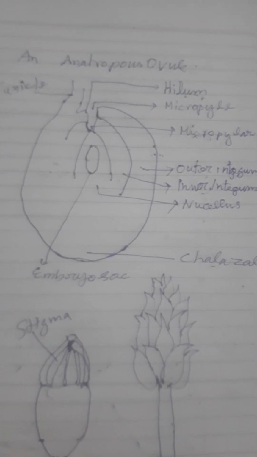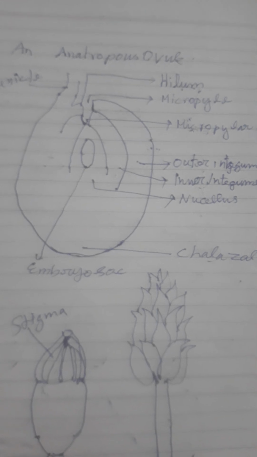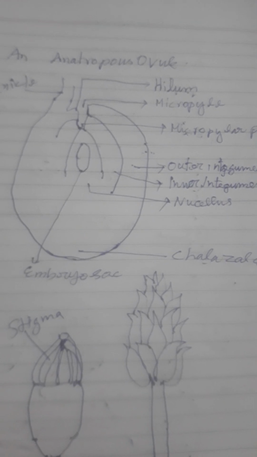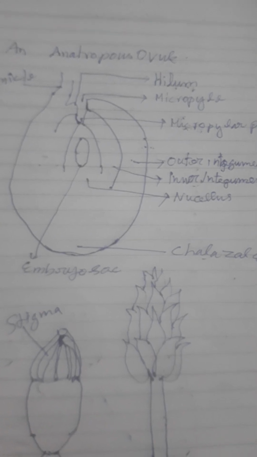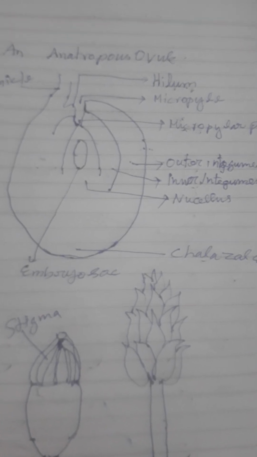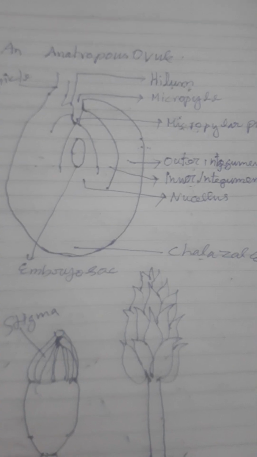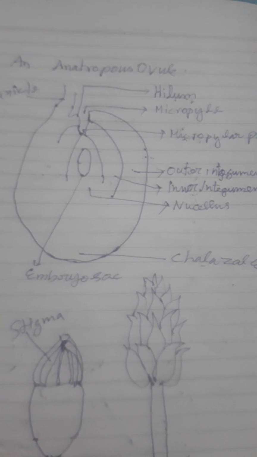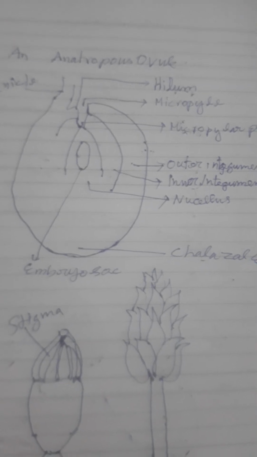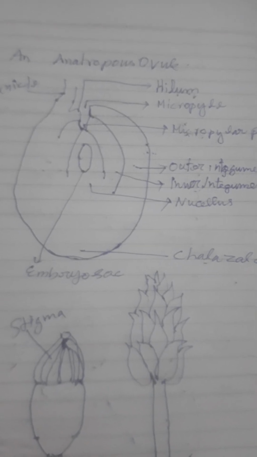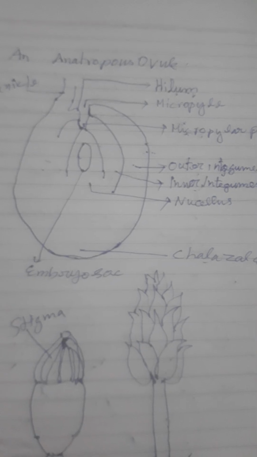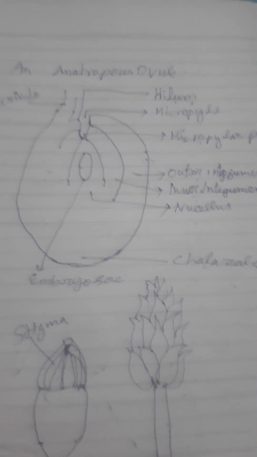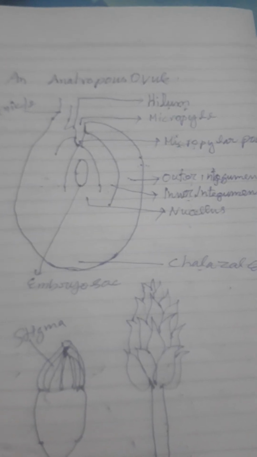Okay, my dear students, what is the function of the outer integument? What is the future part of the outer integument? The outer integument becomes the seed coat, and the seed membrane is the inner integument. The nucellus you see here stores food for supporting the embryo sac. Embryo sac, what is the embryo sac? That is going to develop into the seed. Embryo, you can see the embryo.